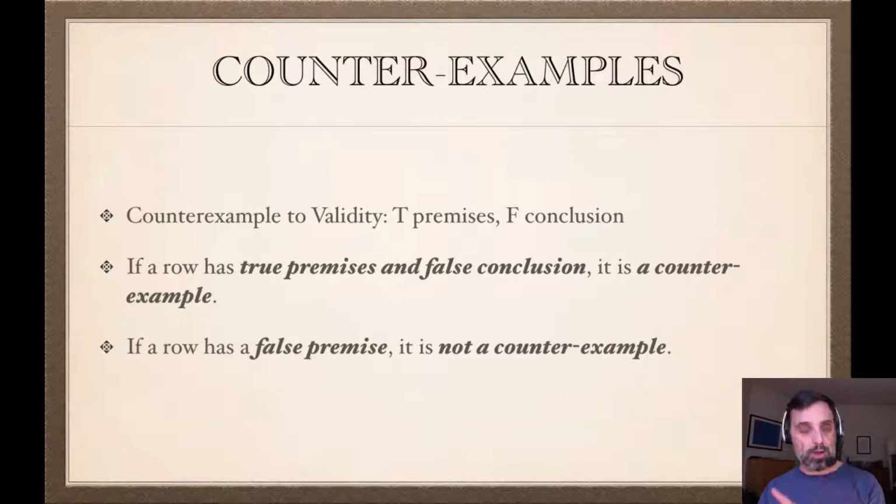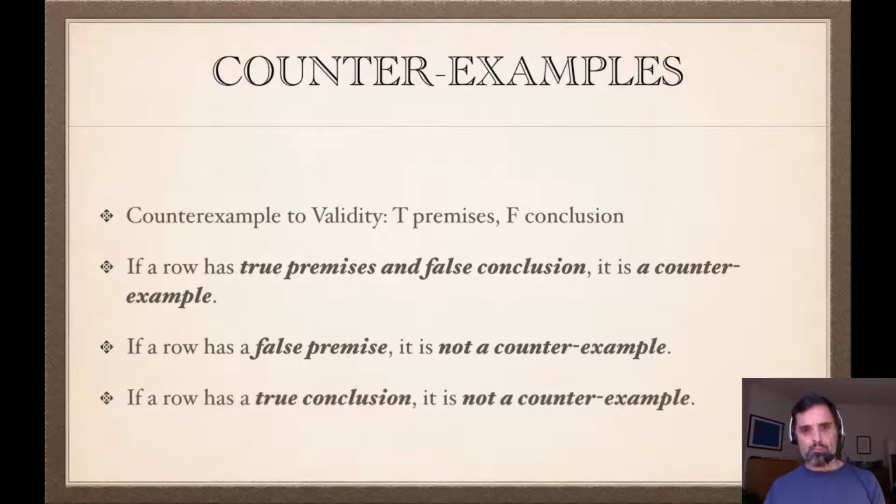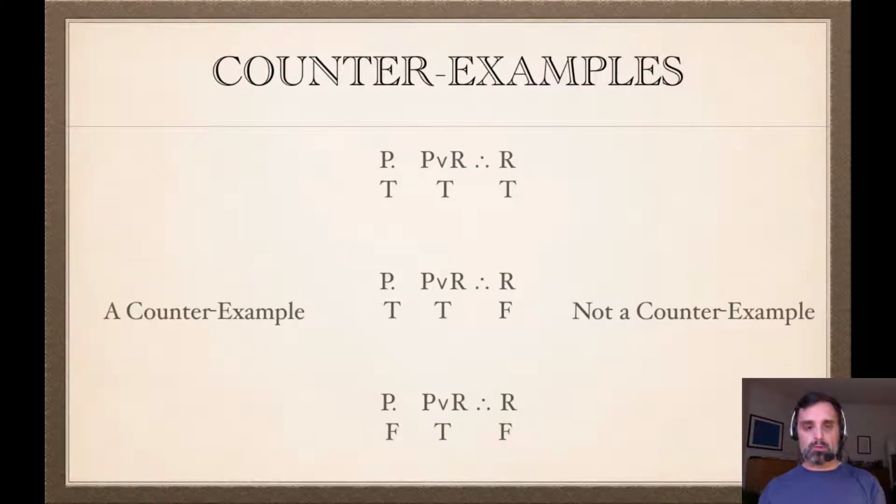On the other hand, if a row has a false premise, it's not a counterexample, right? It's missing one of the two requirements. To be a counterexample, the row has to have true premises and a false conclusion. So if the row has at least one false premise, it's not a counterexample. Again, if a row has a true conclusion, it's not a counterexample, right? Pretty clearly.